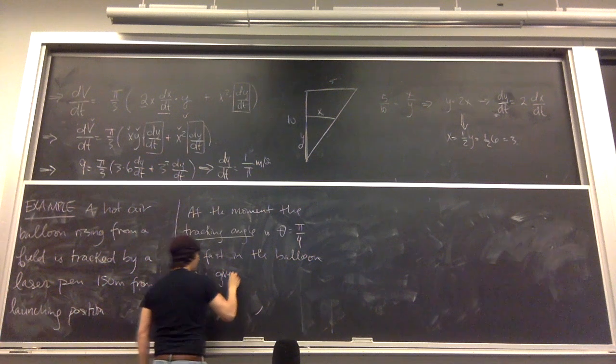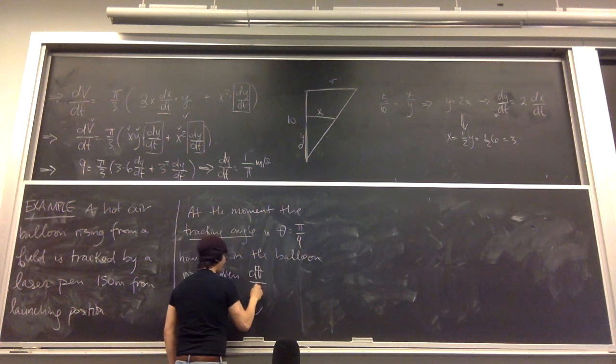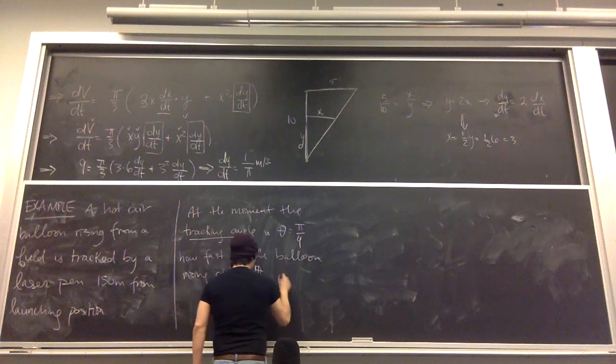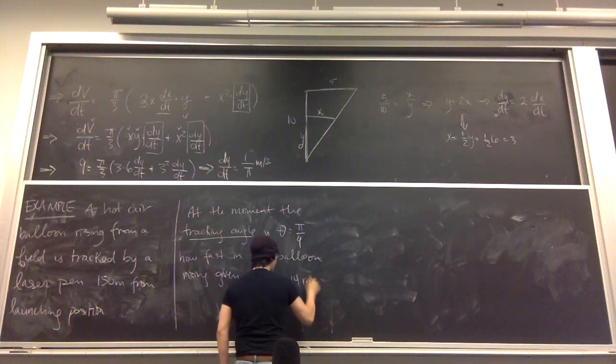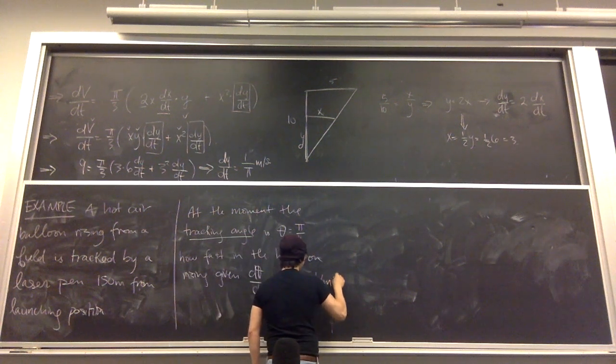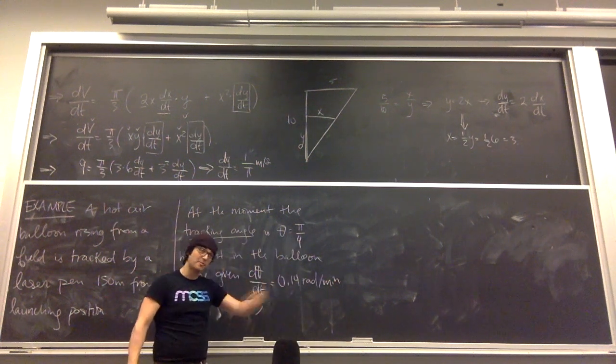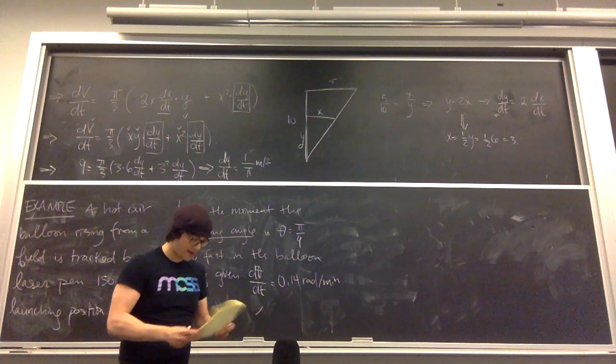Given d theta dt, that is the tracking angle, is changing at 0.14 radians per minute. I want you to change these decimals back into fractions. It'll be easier to work with.